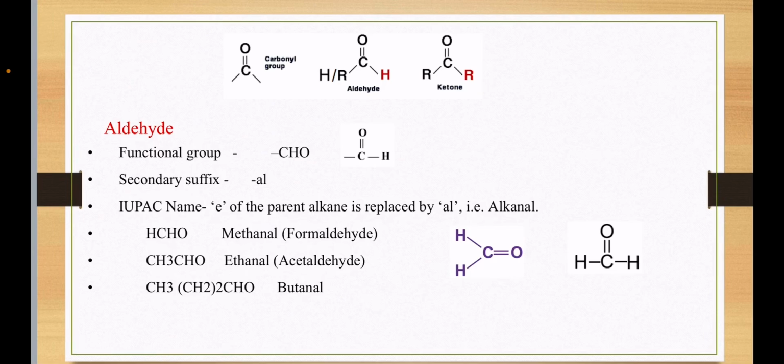So the first compound is formaldehyde, the common name of methanal. Here only one CHO is there, and the other side is occupied by an H atom only. If it is ethanal, then it is CH3CHO. So the carbon present in the functional group is also included in the longest chain.